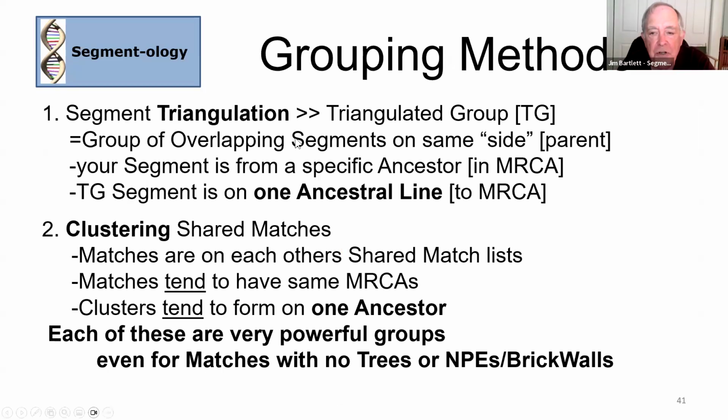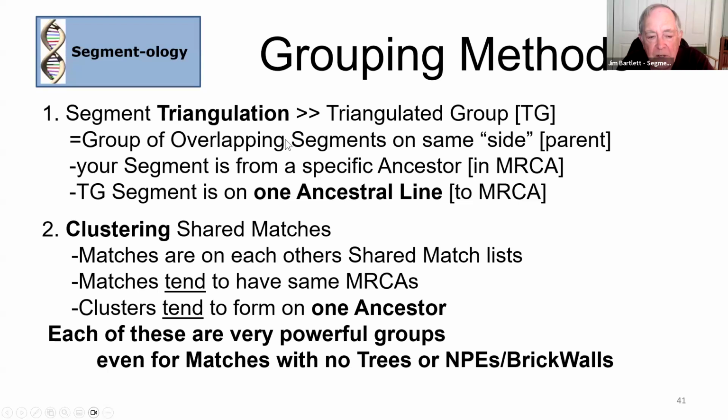Okay. So there's 2 grouping methods that are in wide use and that I like a lot. One is segment triangulation, which I talk a lot about in my blog and how I really got started with this whole thing. It leads to triangulated groups, TGs, I abbreviate these with. So that's a group of overlapping segments on the same side or parent, okay?